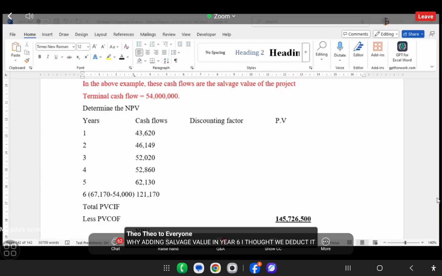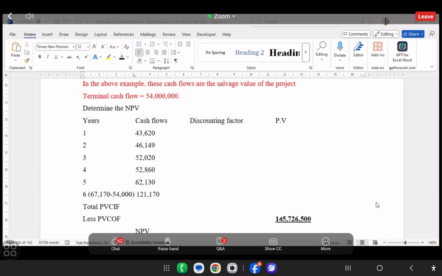Someone is asking, why add the salvage value in year 6? It is the cash flow in year 6. It is a cash inflow in year 6. That is why I have added. Both of them are cash flows in year 6.